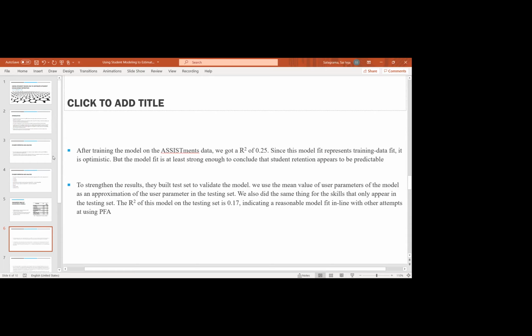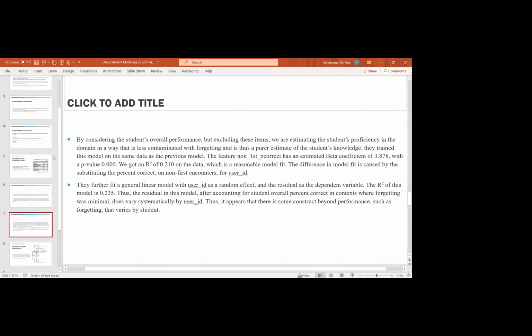So in this model, it was a little bit low. But it was comparatively a good fit with other attempts at using PFA. And coming to considering the overall performance by excluding these items, we are also estimating the students' proficiency in different domains less contaminated with forgetting, and the spread estimate to students' knowledge. They trained the same model on the same 26,000 data as the previous model. The first one, non-first percent correct, has an estimated beta coefficient of 3.83 with a p-value of 0. The retention is 0.21 on this, which is reasonable and a model fit.